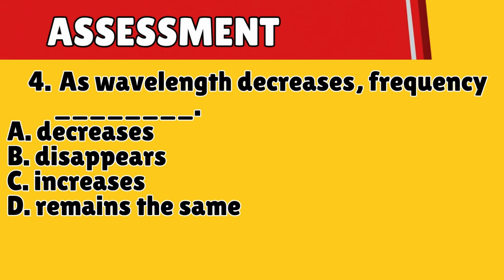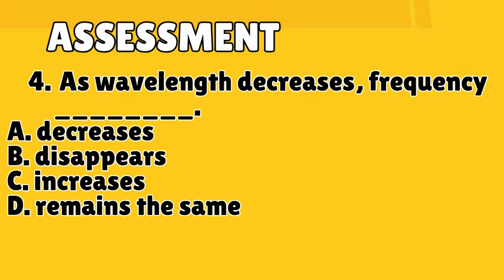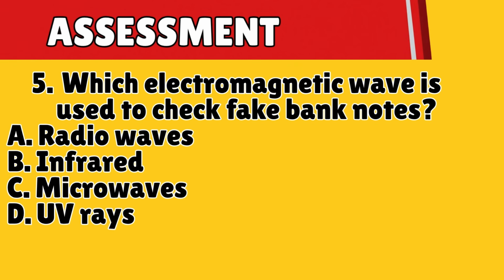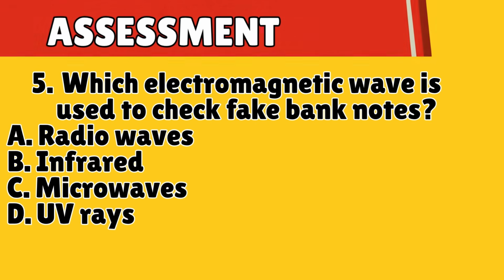Number 4. As wavelength decreases, frequency blank. A. decreases, B. disappears, C. increases, or D. remains the same. Number 5. Which electromagnetic wave is used to check fake banknotes? A. Radio waves, B. Infrared, C. Microwaves, or D. Ultraviolet rays.